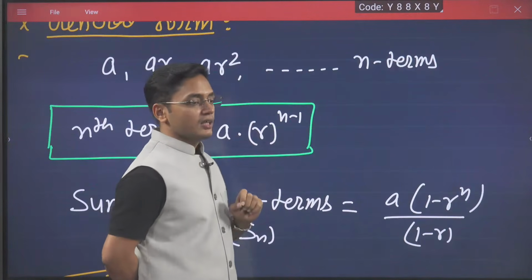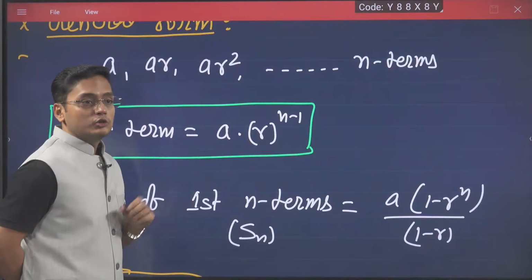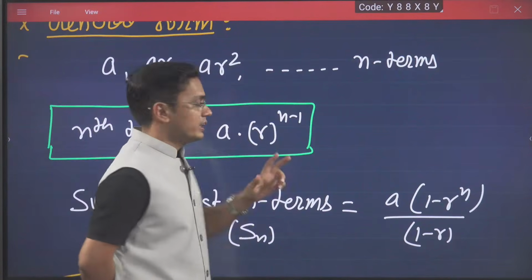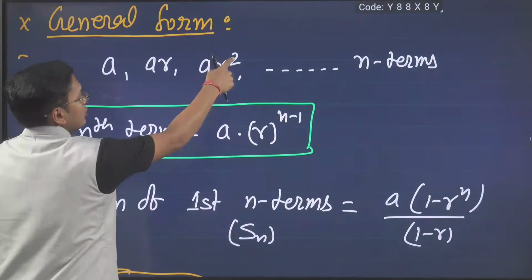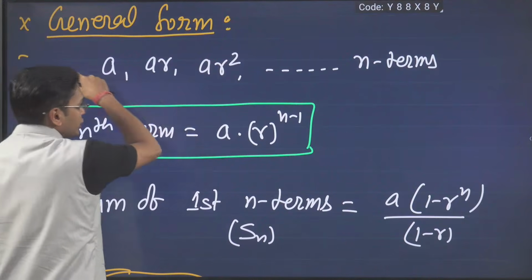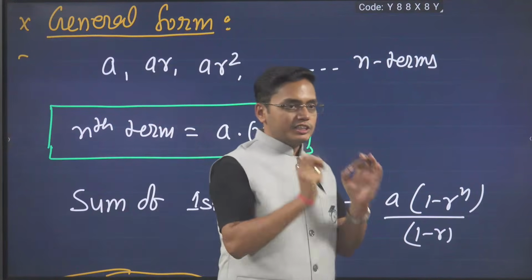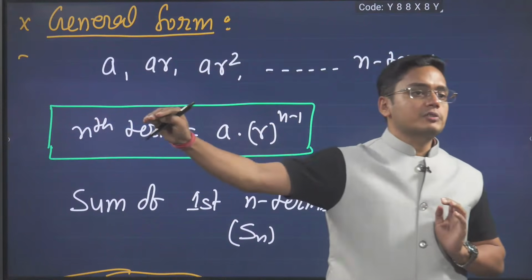Now the question is, how to check this is GP or not? So GP means it should have common ratio. Divide these two. AR upon A, that will be R. AR square upon AR, again R. So if ratio is common, ratio is same, which is common in every term, that means this is in GP.